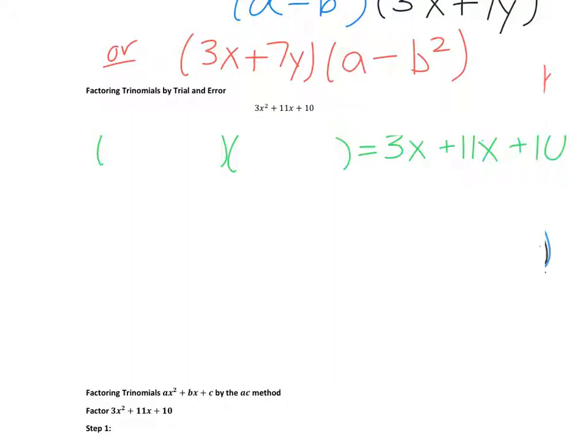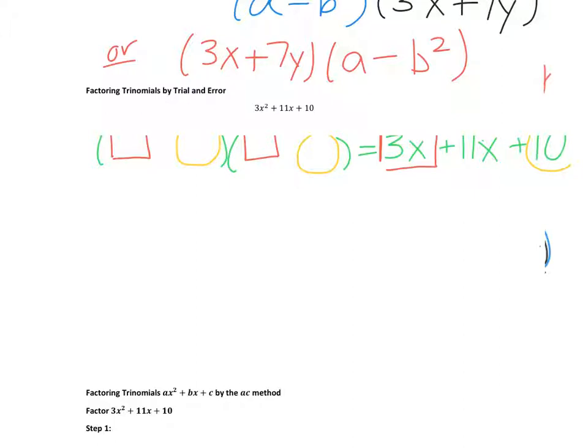All right, and what we know from FOIL, if we multiply our first terms, so I'll do those with red squares, that's going to give us the first term of our trinomial. And then when we multiply our last terms of our binomials, that product should be the last term of our trinomial, in this case the 10. And there's lots of different ways to do this. So that's why it's trial and error. So let's go ahead and start. When we FOIL, let's focus on the red squares first.